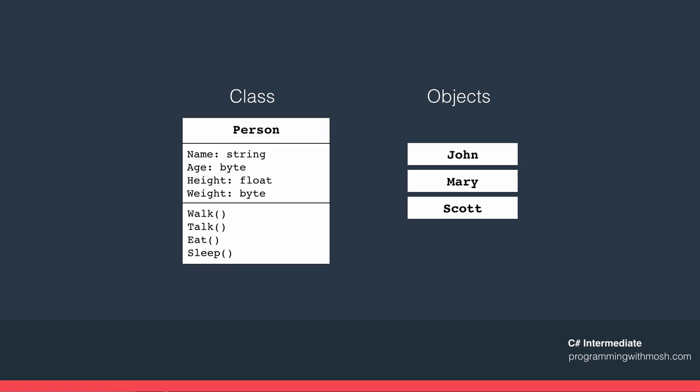At runtime, these objects in the memory talk to each other, and as a result, we get the behavior expected from the application. Now let's see how we can declare a class in C#.